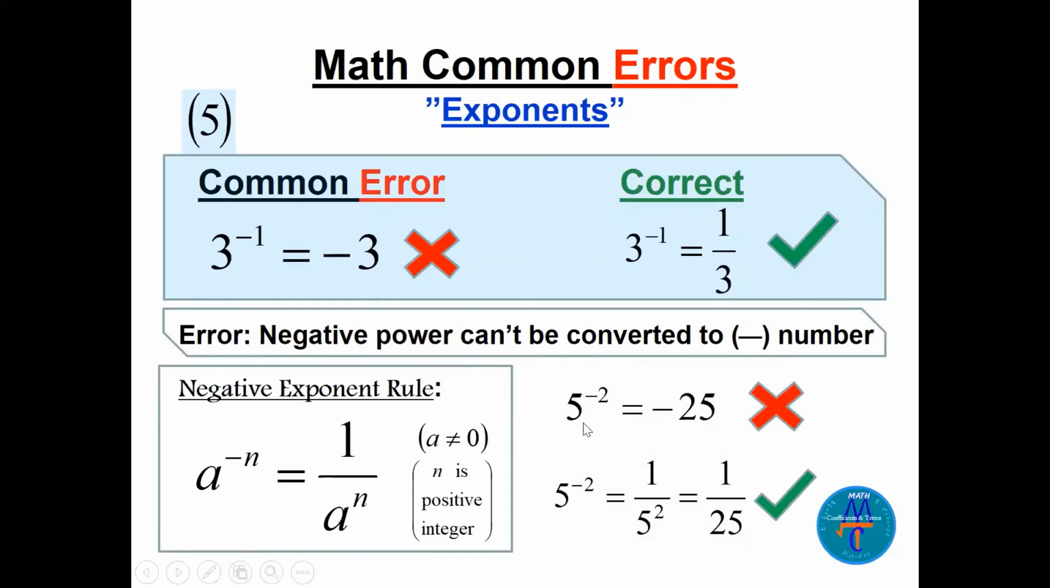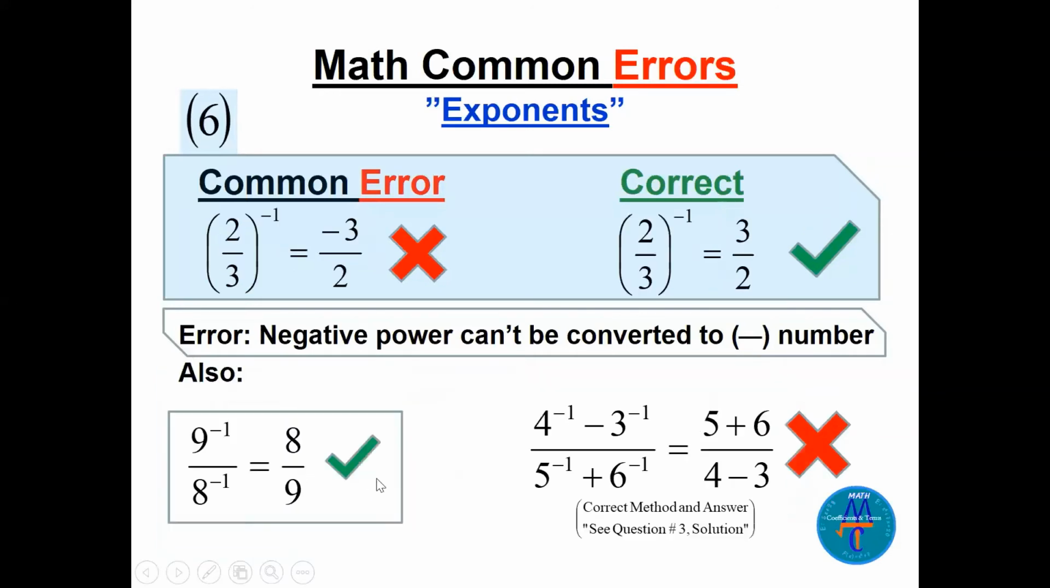5 to the power minus 2. Is this minus 25? No. 5 to the power minus 2 is 1 over, just apply the formula, 1 over 5 squared. So the answer is 1 over 25. Remember this formula.